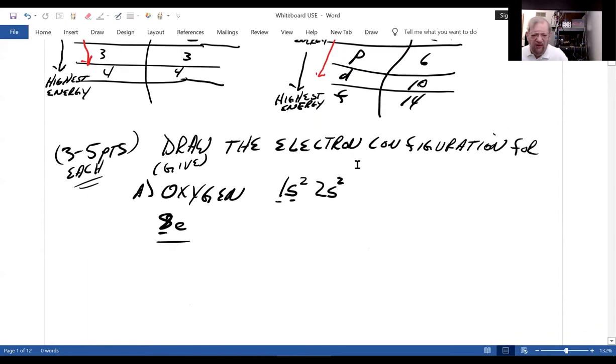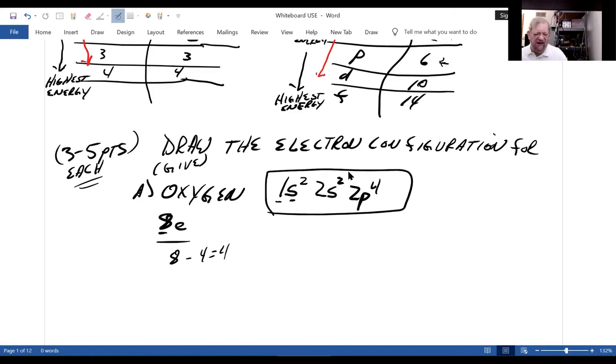We now go to 2p. Remember, a subshell designation is both a number and a letter. How many electrons can I put max into P? And the answer is 6, but I have 8 minus 4, which means I have 4 left to go, and I can put them all in there, and I'm done. And this is the answer you should have for the electron configuration of oxygen: 1s2, 2s2, 2p4. 2 plus 2 plus 4, 8 electrons.